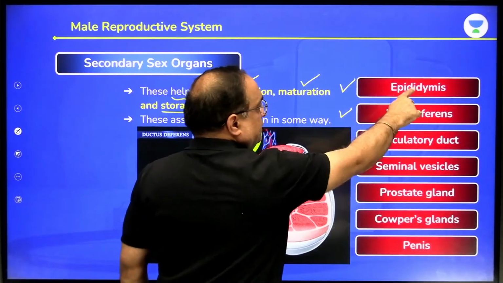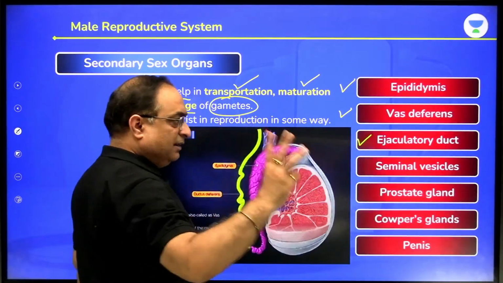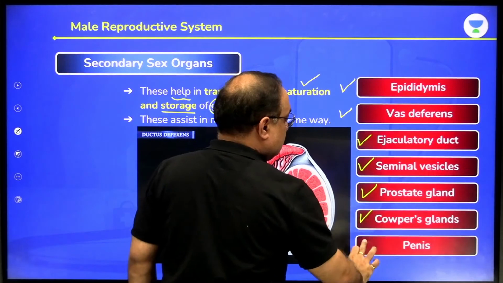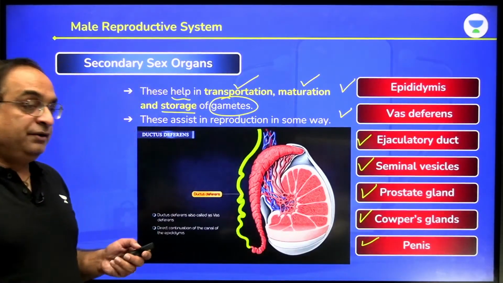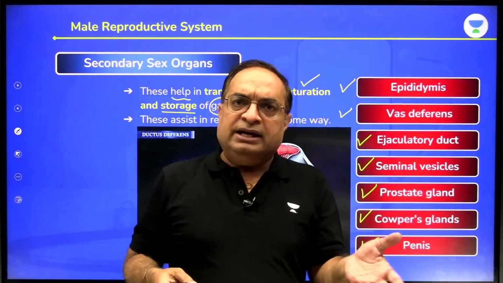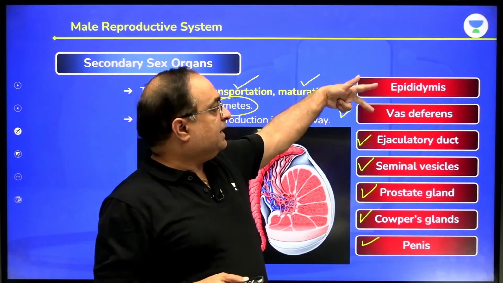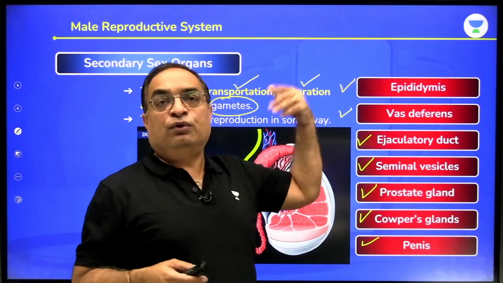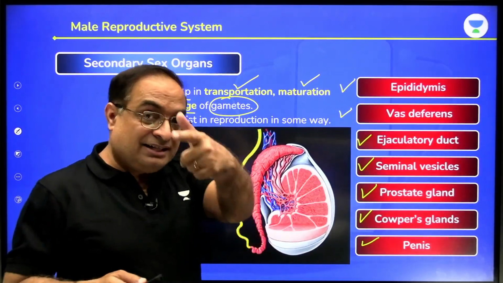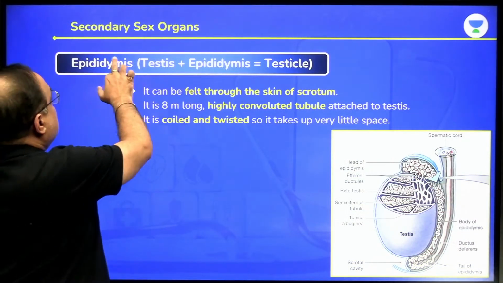So secondary sex organ: epididymis. Number 2, vas deferens. Number 3, ejaculatory duct. Number 4, seminal vesicles. Number 5, prostate. Number 6, bulbourethral glands. And number 7 is the male copulatory organ, penis. Now, if I frame a question, which of the following is not a secondary sex organ? Option one epididymis, second vas deferens, third ejaculatory duct and fourth testes. Then the answer will be testes. Testes are not secondary. They are the primary sex organs.